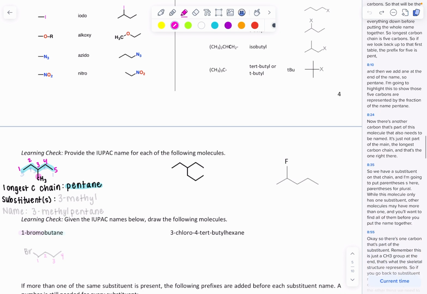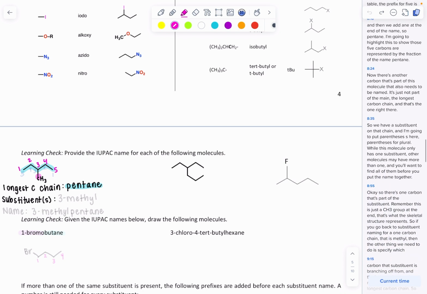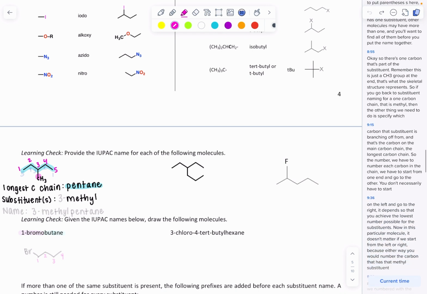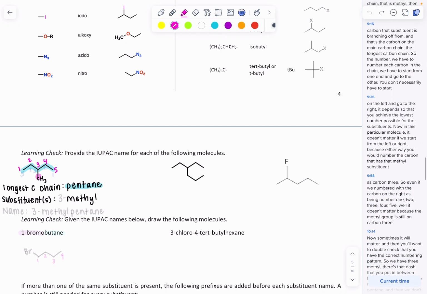So if you go back to substituent naming for a 1 carbon chain, that is methyl. Then the other thing we need to do is specify which carbon that substituent is branching off from. And that's the carbon on the main carbon chain, the longest carbon chain. So we have to number each carbon in the chain. We have to start from one end and go to the other. You don't necessarily have to start on the left and go to the right. It depends, so that you achieve the lowest number possible for the substituents.